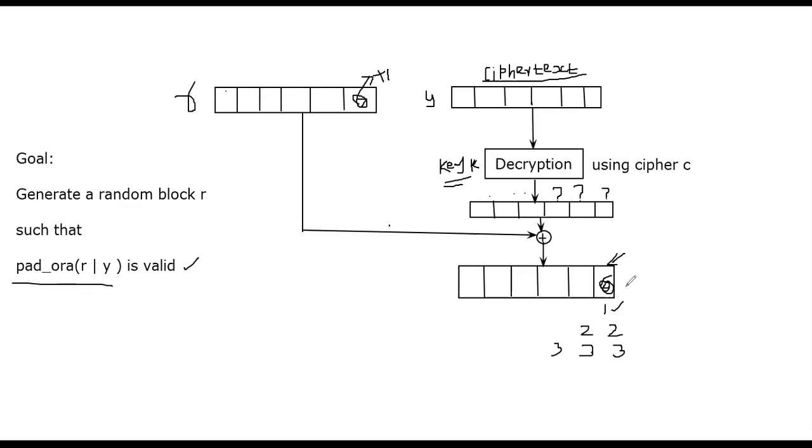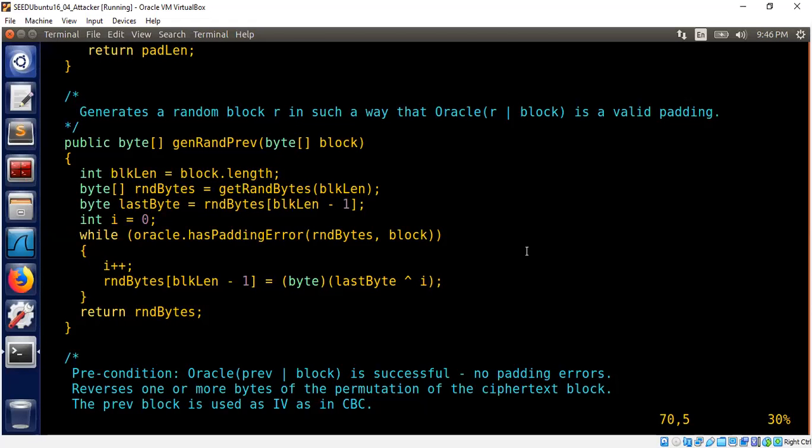So I will now show you this particular technique of generating a random number in such a way that the padding oracle is valid. Let me show the algorithm for you now. Given a ciphertext block, I'm going to find another block in such a way that the padding oracle says, yeah, you have a valid combination.